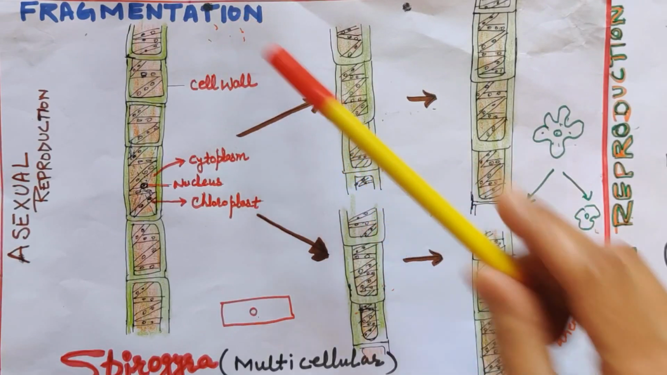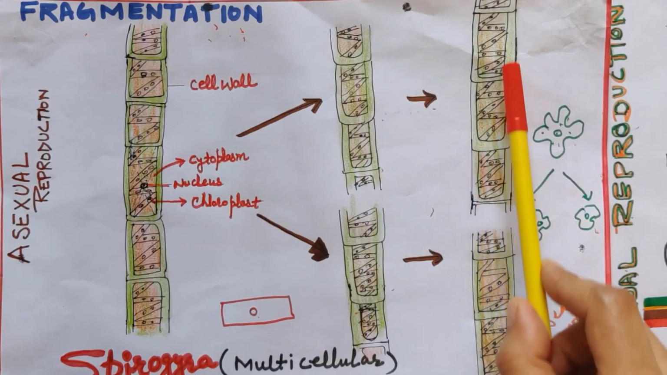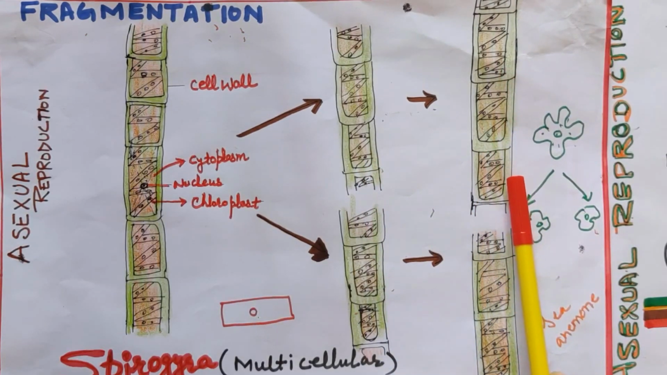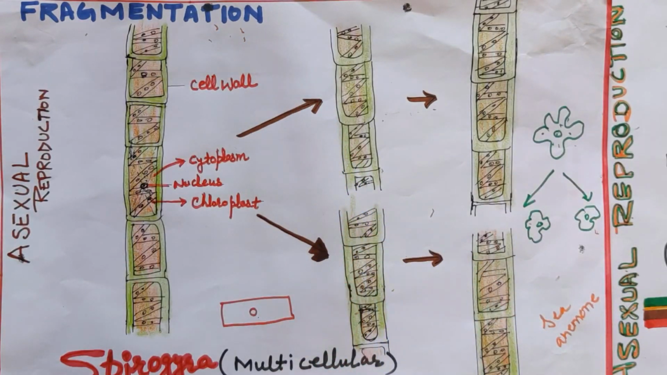What is fragmentation? Fragmentation is the division of the parent body into parts, or the parent body splits into fragments, and each fragment or each part can grow into a complete new organism. Fragmentation is a characteristic feature of multicellular organisms having very simple body organization.